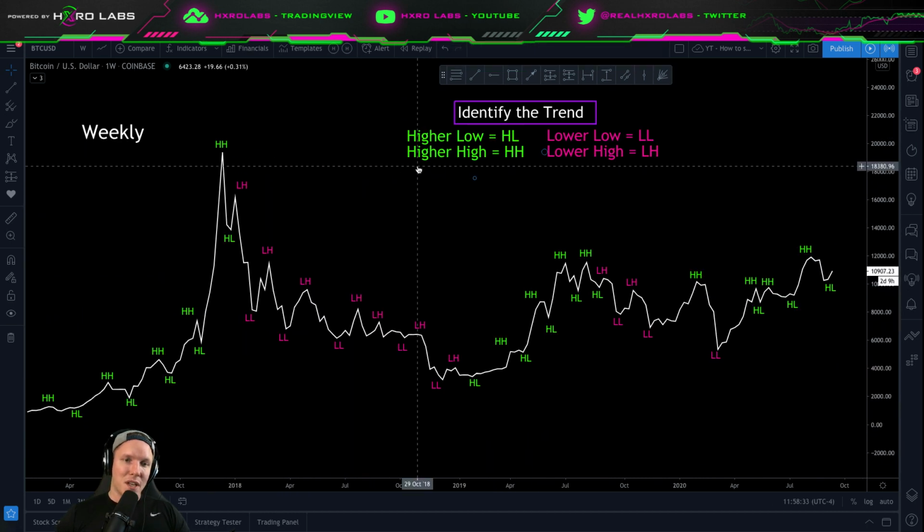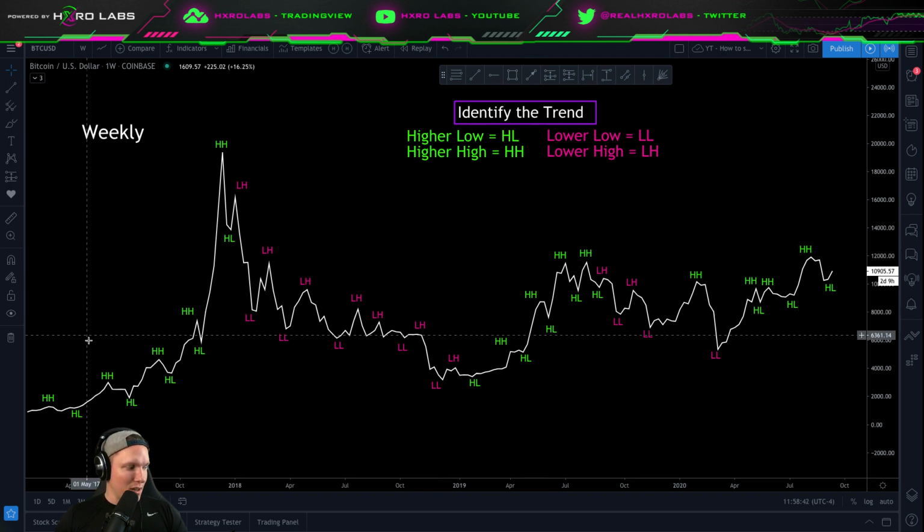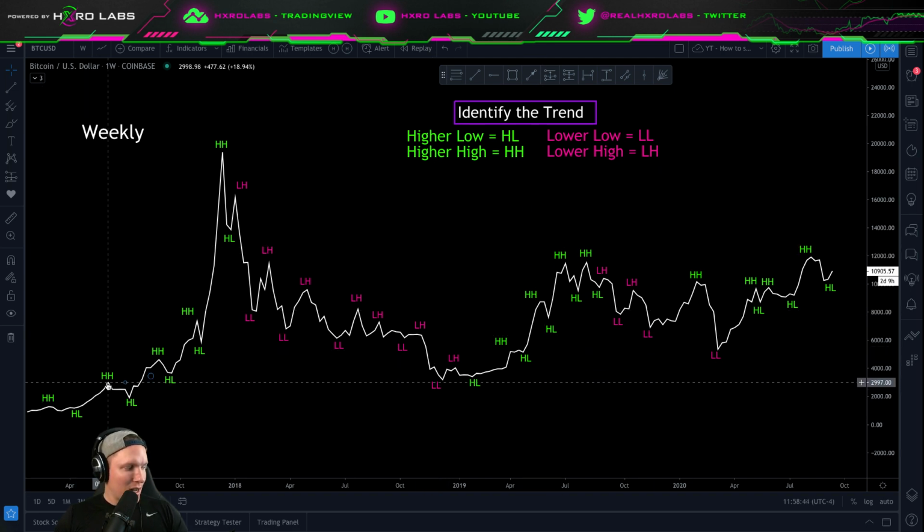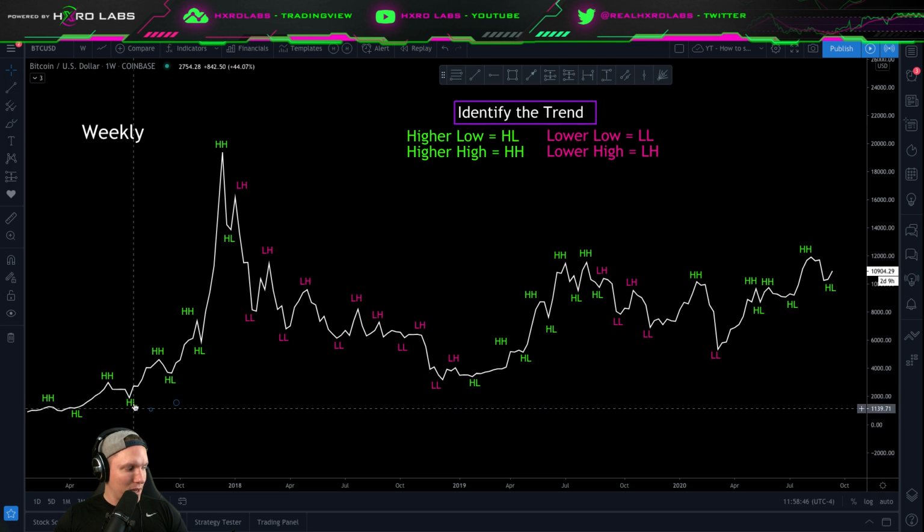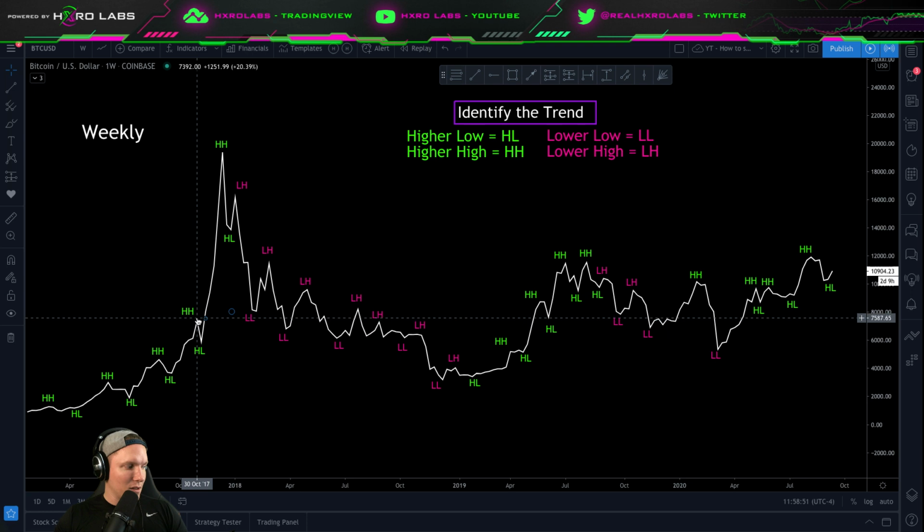So you can see here on the weekly, I've drawn it up with higher lows, higher highs, and lower lows. And that is a clear way to visualize a trend. When price is moving up, it made a higher high. When it came back down, it didn't fail, it didn't crap out, it made a higher low. Then again, higher high, higher low, higher high, right?